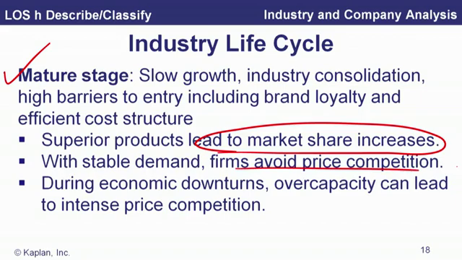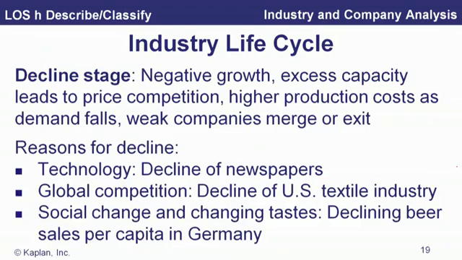But once we hit an economic downturn and overcapacity becomes a big issue, then what we usually see is price cutting is going to take a spike here in the mature stage. And then finally, the decline stage, this is where you have negative growth. You're going to have the weak firms exit or fail.